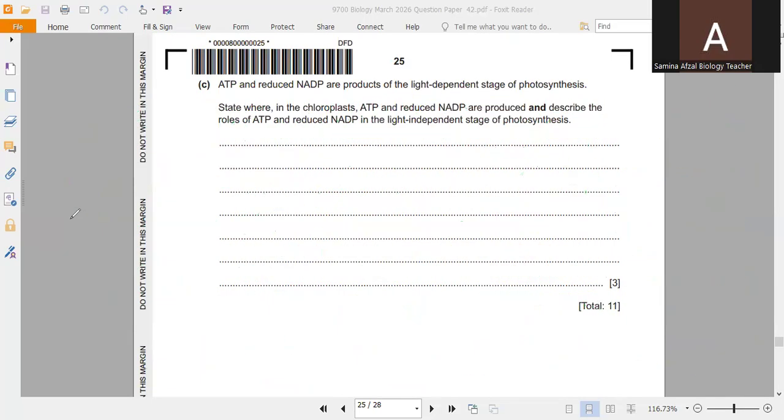ATP and reduced NADP are products of the light dependent stage of photosynthesis. State where in the chloroplast ATP and reduced NADP are produced, and describe the roles of ATP and NADP in the light independent stage of photosynthesis. Well, they are produced in thylakoid membranes or grana of the chloroplast during the light dependent stage.